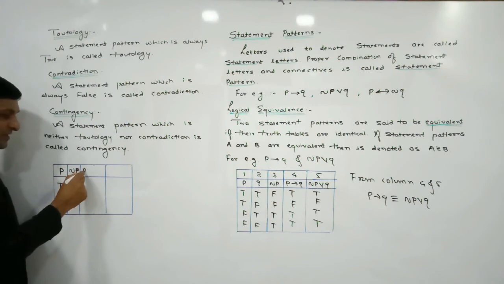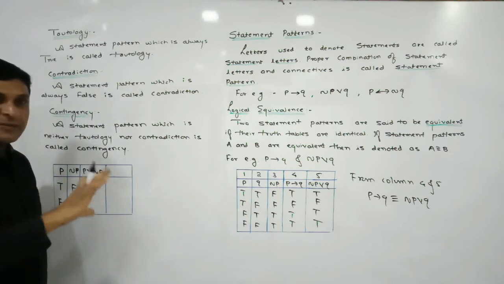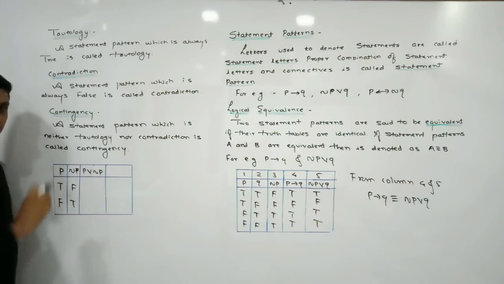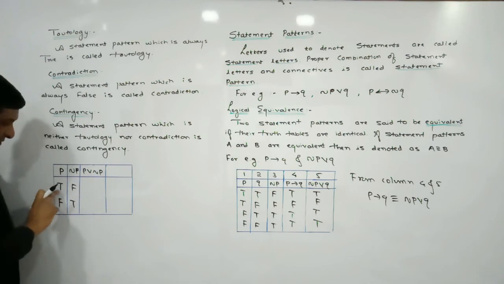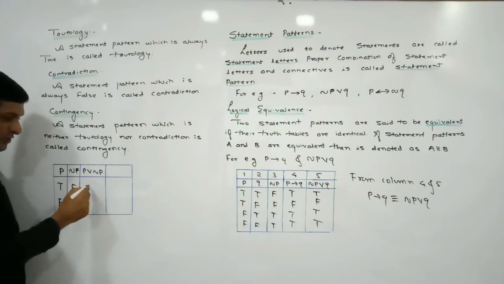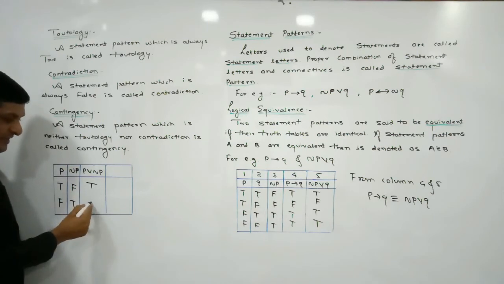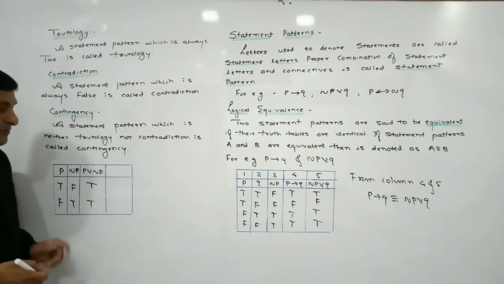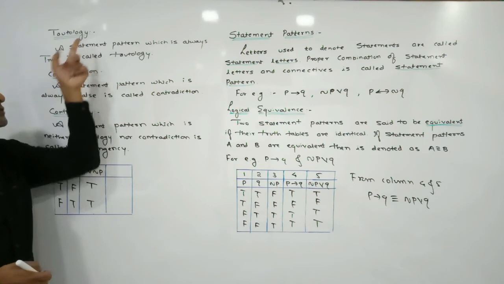True. Now we are connecting these two statements by OR. In case of OR, we have seen that if at least one statement is true, the truth value of OR will be true. So observe the first case: one statement is true, so the truth value of OR will be true. Here also at least one statement is true. So the truth value of P or negation P will be true. This statement is always true, and if a statement is always true, it is called a tautology.